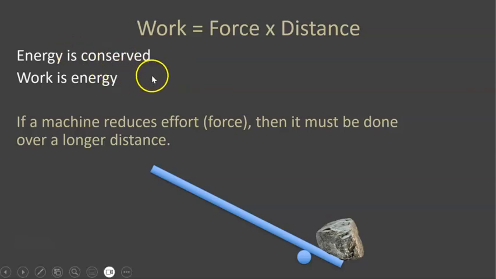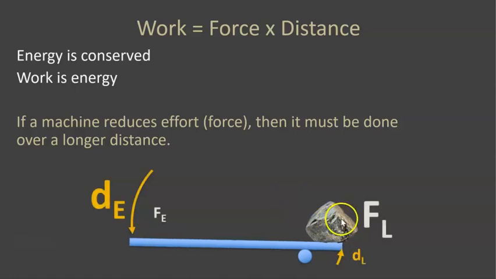If a machine reduces the effort required to do something, then it must be done over a longer distance because of this work equals force times distance relationship. So here's this heavy rock being lifted by a smaller force than if I lifted it directly, but the expense is I have to do it over a bigger distance to lift the load a small distance. If I want to reduce the force, I have to have a greater distance, because the work is the same, force times distance.